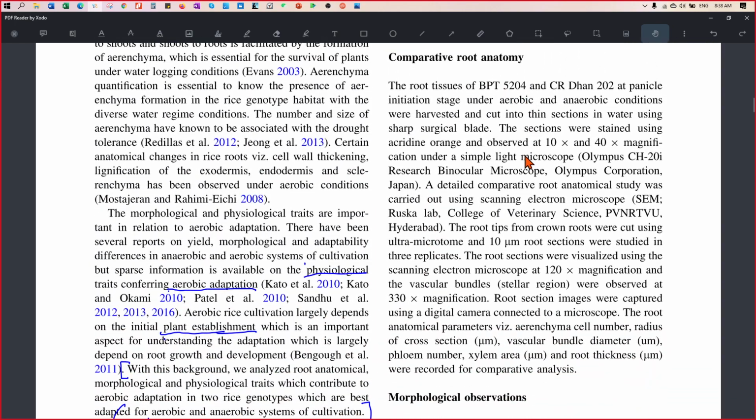So what did they do with the roots? The root tissue of the varieties at panicle initiation was cut into thin sections in water using short surgical blades. This is where, as I said before, you need to be very good with your imagination. You need to picture as you read what the scientist did.